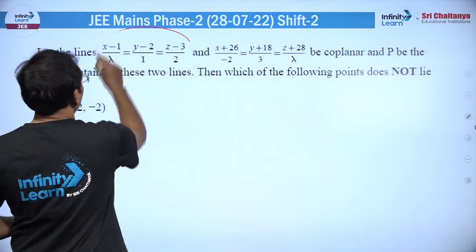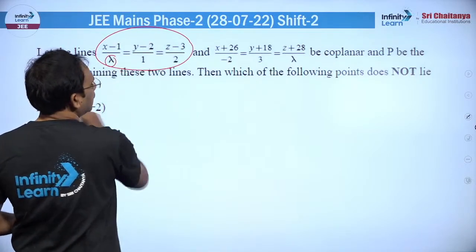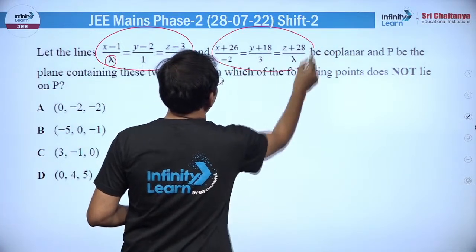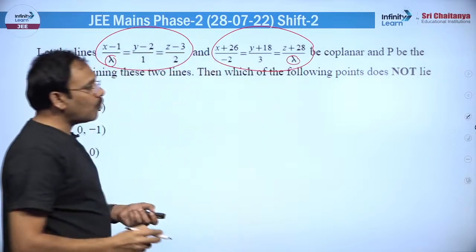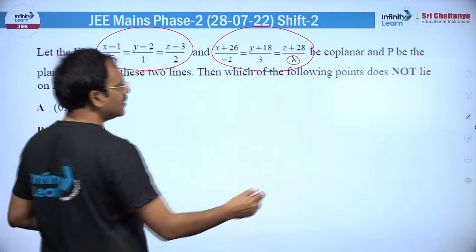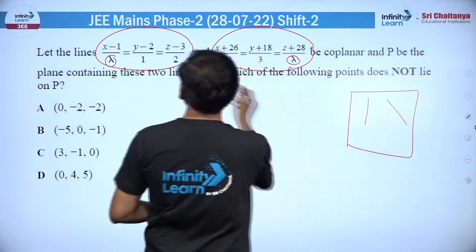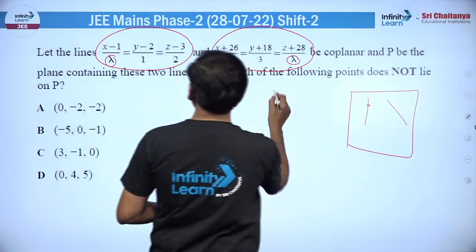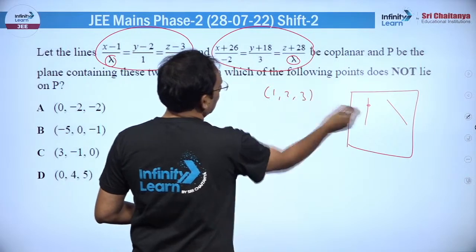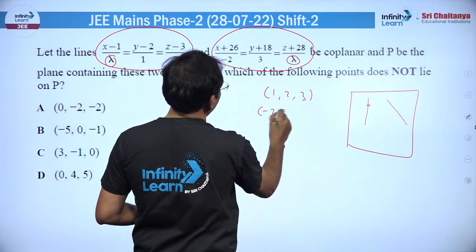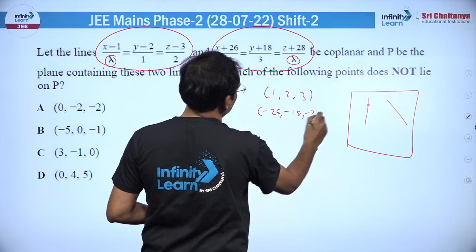Next point, my dear friends, this is the equation related to the lines. This is the first line, known completely, except that lambda is here. The second line is known completely, but lambda is there. They must be coplanar. Coplanar means the two lines lie on a plane. One of the points on the first line is (1, 2, 3). The other point, on the second line, is (-26, -18, -28).